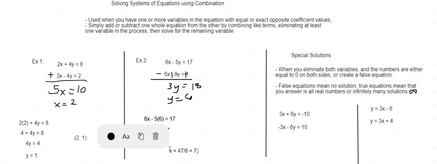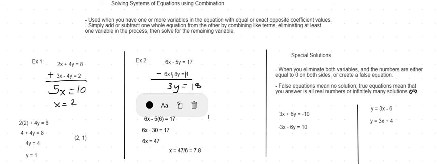It's like 7.9 something or 8 something. I'll double check in the calculator really fast. So 47 divided by 6, 7.8, yeah, 7.83. Cool. And then that means my solutions would be 7.8 and 6.